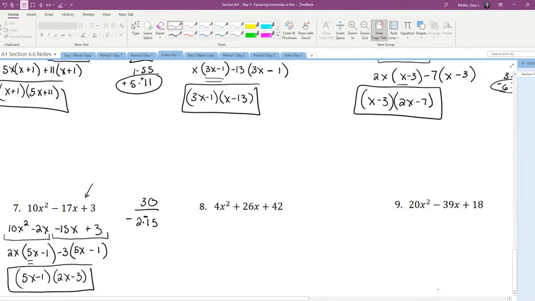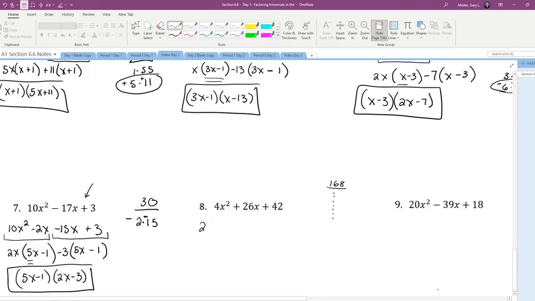All right, number 8. Ooh, look at this. There's a big clue here. 4, 26, and 42. They're not all divisible by 4, so I'm still stuck, but they are divisible by 2. So what I should do to make this problem easier, because if I don't, I'm going to have to do 4 times 42, which is 168, and then I'm going to have to list all the factors of 168. That doesn't sound like fun. If I have to, I can do it. But notice how much easier this gets if I notice that they're all even numbers.